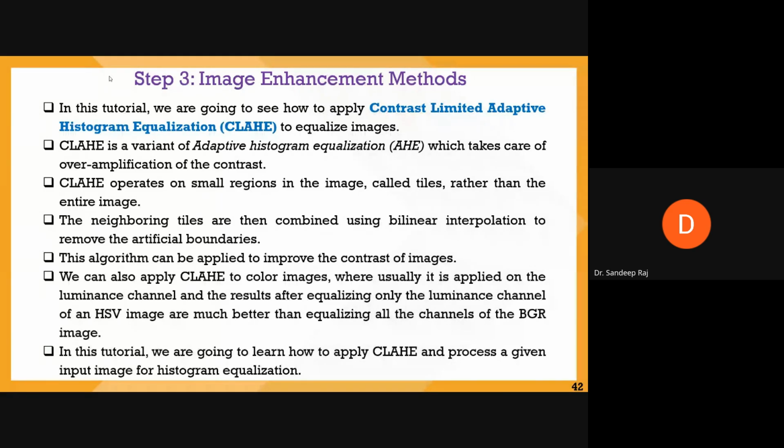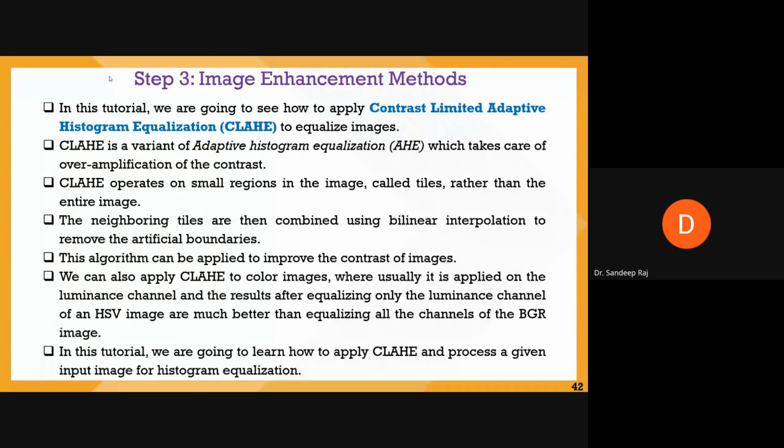In the image enhancement step, the contrast limited adaptive histogram equalizer can be used. It is a simple technique for making the foreground and background clearer, a histogram equalizer. It operates on small regions in the image called tiles rather than the entire image. The neighboring tiles are then combined using bilinear interpolation.